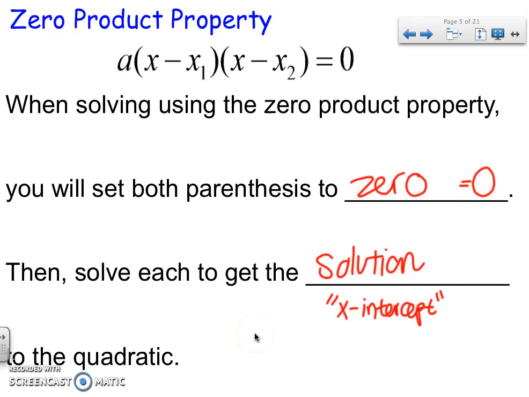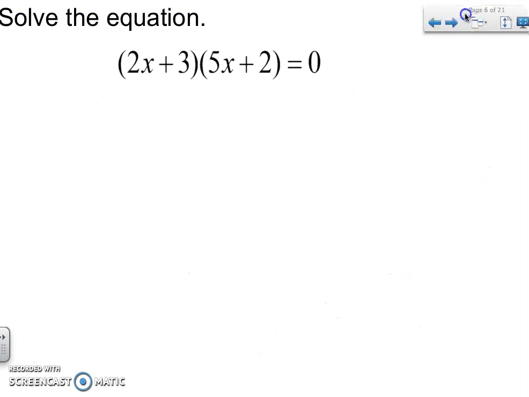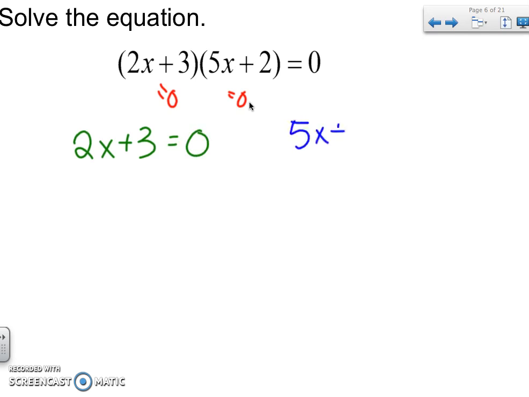So let's take a look at some problems. Okay, so you've got two parentheses with some binomials in them. You're going to set this one equal to 0 and then the right one equal to 0. So you're going to write two different equations. So your first equation is going to be 2x plus 3 equals 0. Your second equation is going to be 5x plus 2 equals 0. Okay? So now all you're going to do is solve this two-step problem to find the x-intercept or to find your solution.